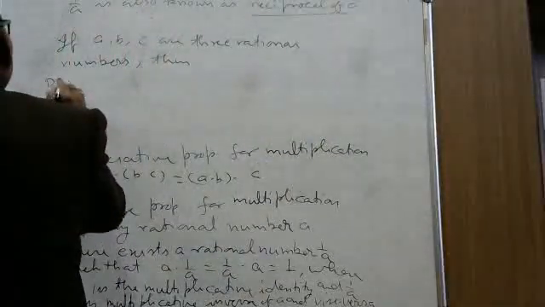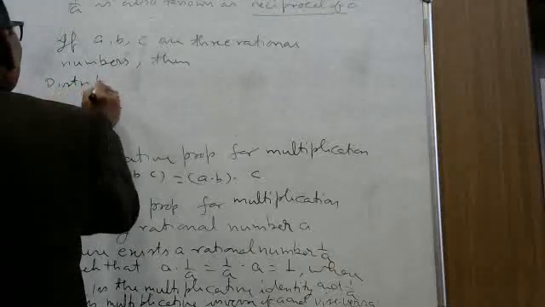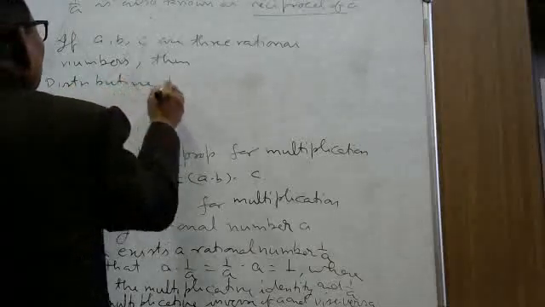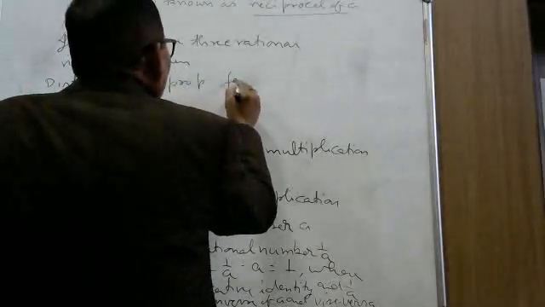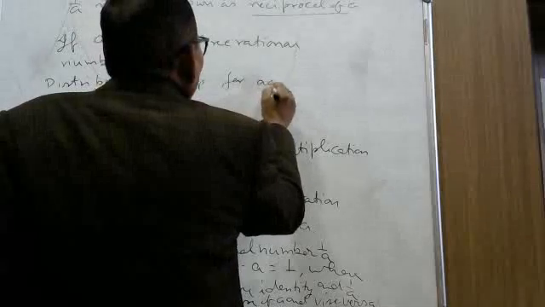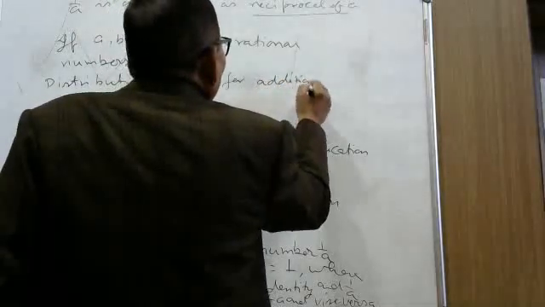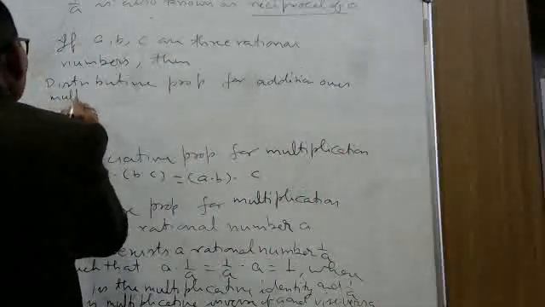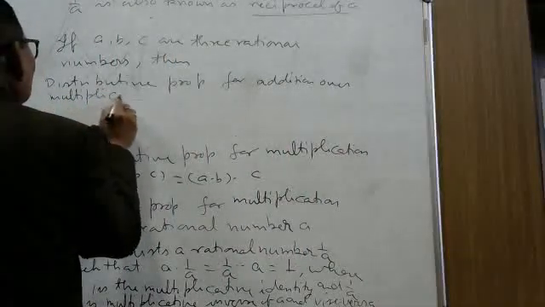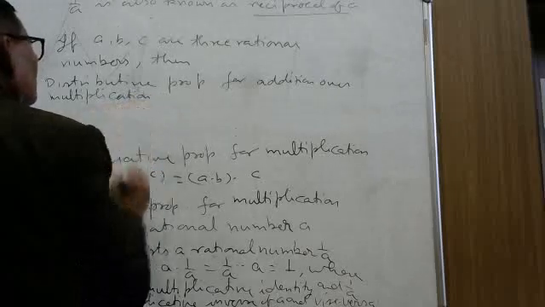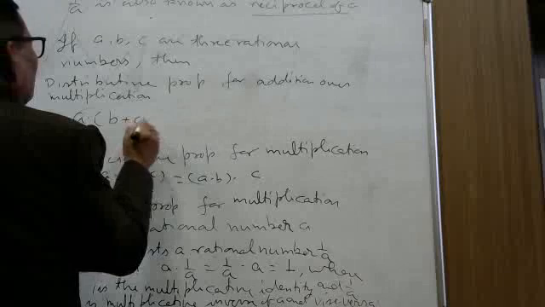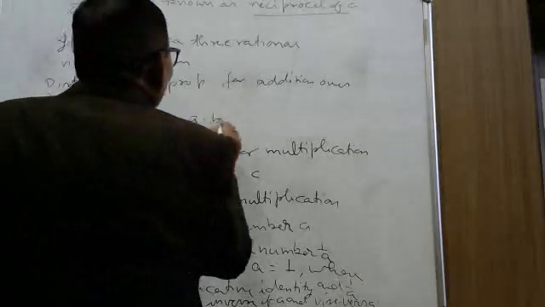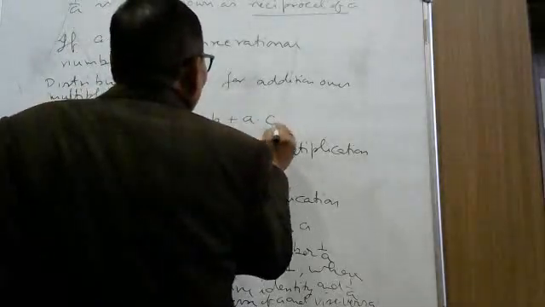Now, distributive property for multiplication over addition. A into B plus C equal to A into B plus A into C. This is called the distributive property.